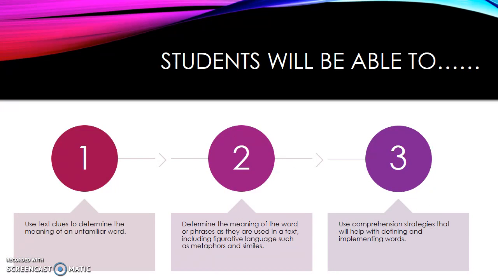First, we will begin with our learning objectives. Students will be able to, number one, use text clues to determine the meaning of an unfamiliar word. Number two, determine the meaning of the word or phrases as they are used in a text, including figurative language such as metaphors and similes. And thirdly, use comprehension strategies that help or will help with defining and implementing words.